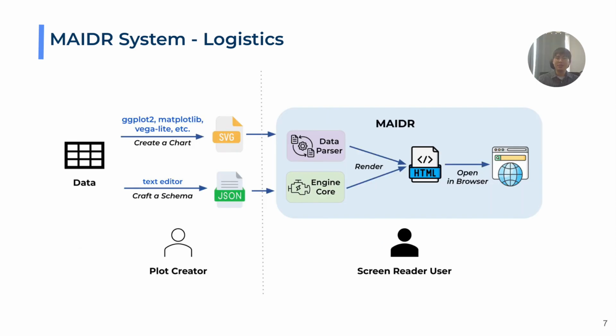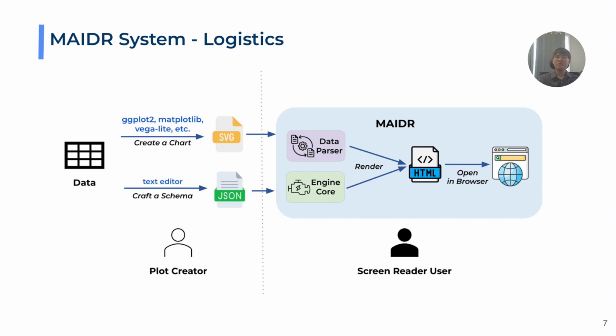With these design considerations in mind, we developed a system named MAIDR, which stands for Multimodal Access and Interactive Data Representation. Initially, we focused on implementing bar plots, heat maps, box plots, and scatter plots. Following user studies, we expanded to include other types of visualizations.